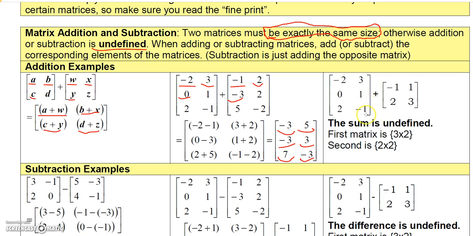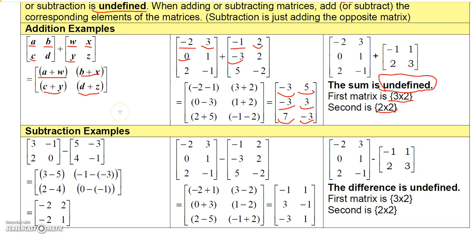Now notice here, the first matrix, the size is a 3 by 2, but the second matrix is actually a 2 by 2. And since the sizes are not exactly the same, then this sum would be an undefined quantity. So you can't add those together.